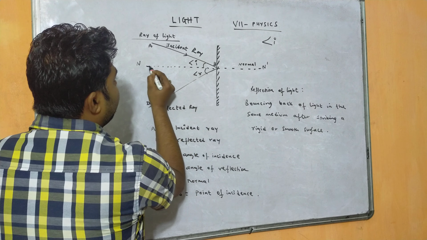So how will you define this? B is called the point of incidence. It is the point where the ray of light strikes the mirror.